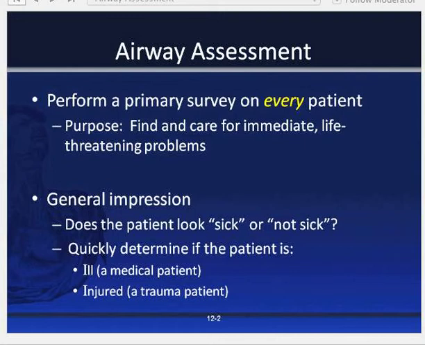You must perform a primary survey on every patient, each and every one of them. Primary survey begins after the scene or situation has been found and made safe, and you have gained access to the patient. The purpose of the primary survey is to find and care for immediate life-threatening problems.